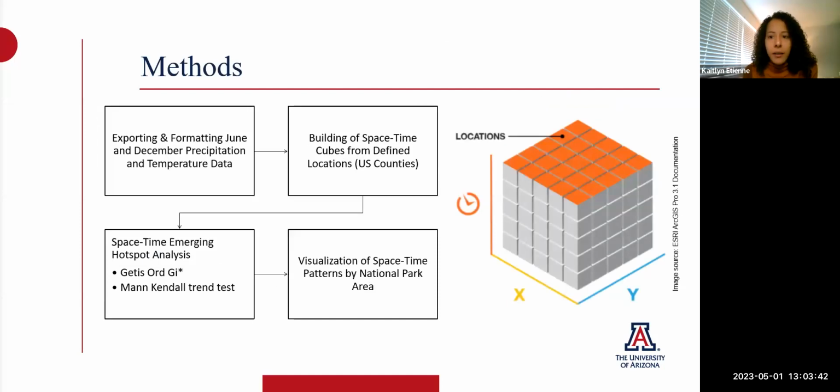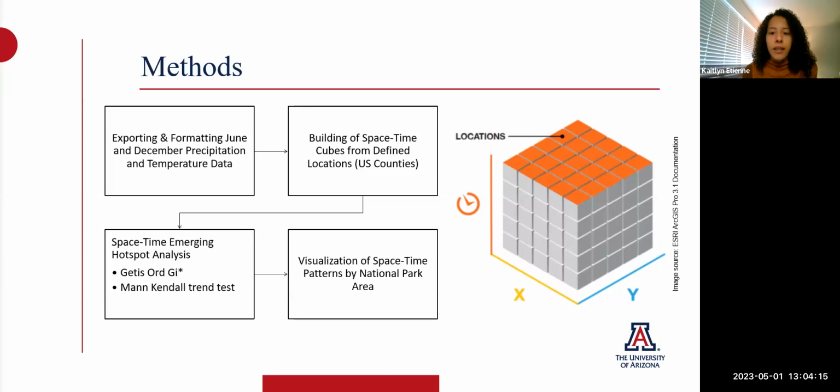I knew that my analysis would have to look at trends across both space and time. And so I elected to create space-time cubes with my data, and then run an analysis on those. So I started by exporting June and December temperature and precipitation data at 10-year intervals from 1900 to 2020 from NOAA. From there, I reformatted it a bit, and I was able to build 4 space-time cubes using ArcGIS Pro.